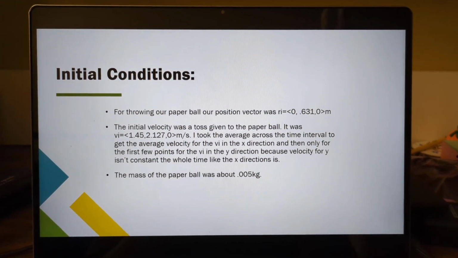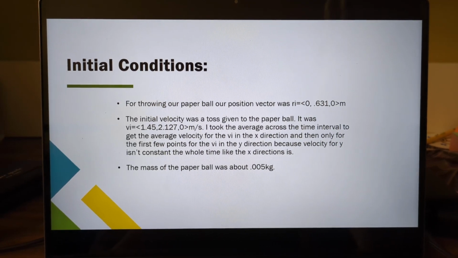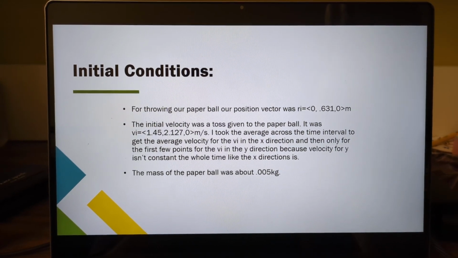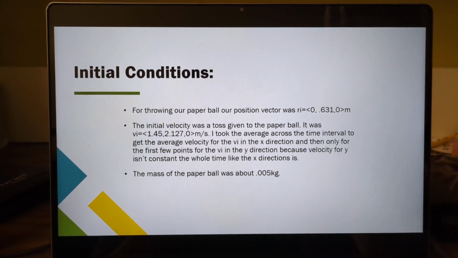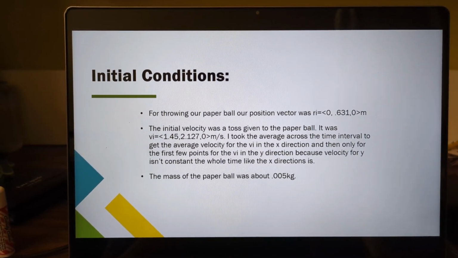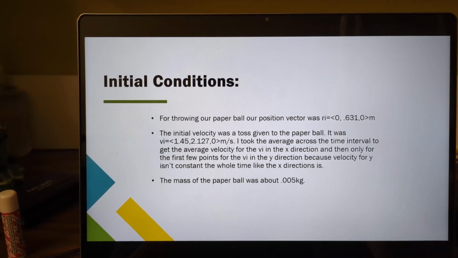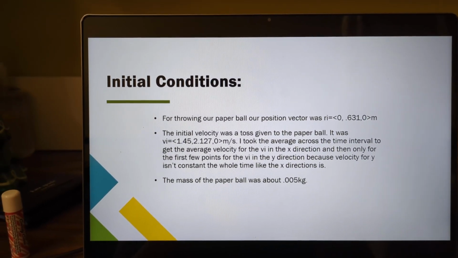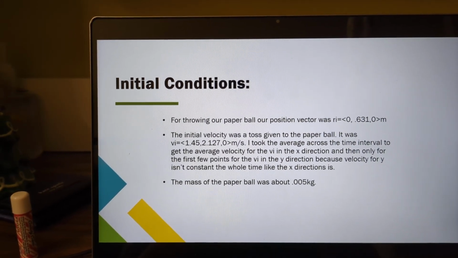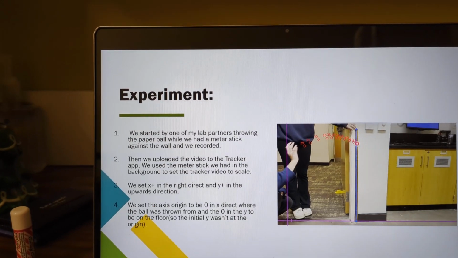Initial conditions. For throwing our paper ball, our position vector was 0 in the x, 0.631 meters in the y, and 0 in the z. The initial velocity was a toss given to the paper ball. It was 1.45 meters per second in the x, 2.127 meters per second in the y, and 0 in the z. I took the average across the whole time interval to get the average velocity for the vi in the x direction, and then only the first few points for the vi in the y direction, because velocity in y isn't constant the whole time like the x direction is. The mass of the paper ball was about 0.005 kilograms.